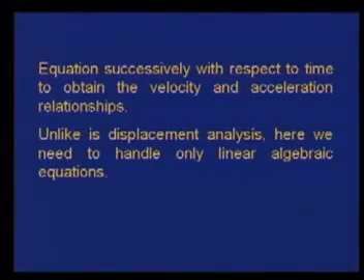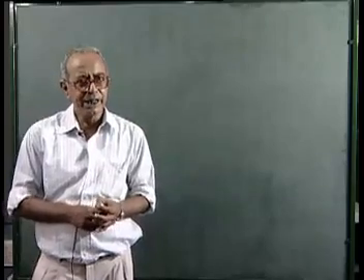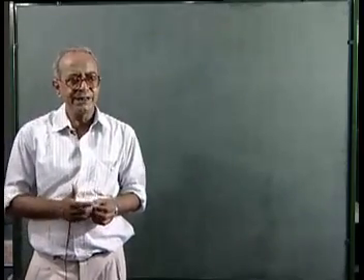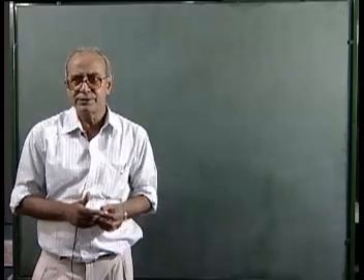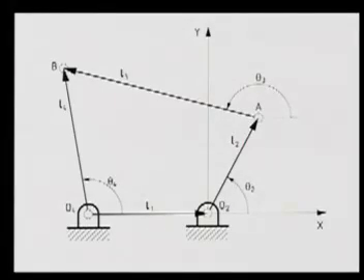As an example, let me start with a 4R linkage. That means four links connected by four revolute joints. Let us look at the diagram of these 4R linkages, namely O2ABO4. As in the displacement analysis, we set up a Cartesian coordinate system XY with the origin at the revolute pair O2. The fixed link is represented by O4O2, the input link by O2A, the coupler by AB, and the follower or the output link by O4B.